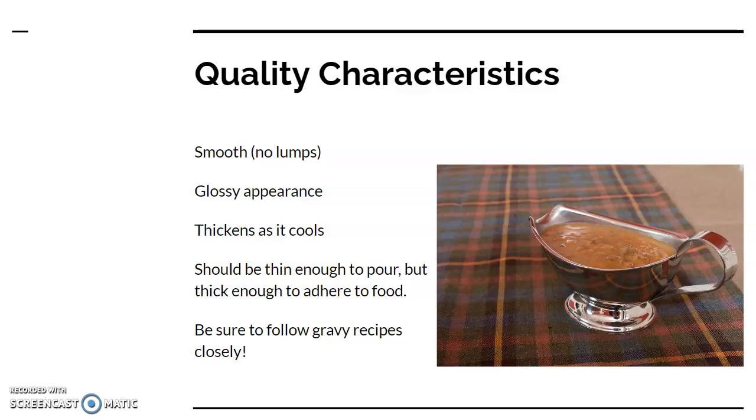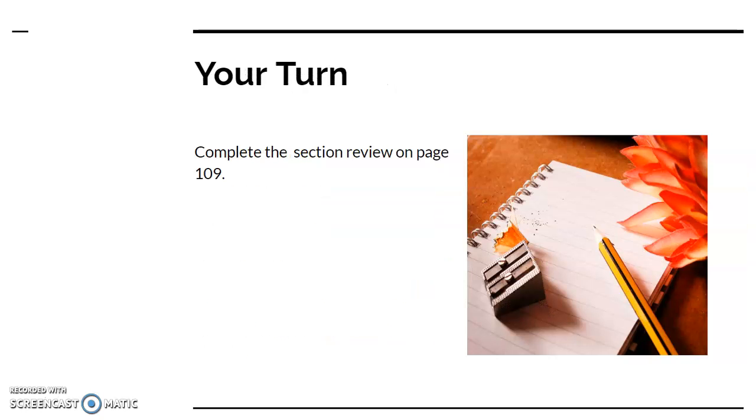Gravy should be thin enough to pour, but thick enough to adhere to food. And when you're making gravy, you need to be very careful and follow gravy recipes very closely because there's a proper temperature or length of cooking. There's certain techniques that you want to use when you're making gravy, and if you don't follow the recipes closely enough, you can wind up with a disaster. And we don't want that, particularly if you're making a gravy for Thanksgiving dinner or something like that. But that is basically that for gravy, and that's also the end of the chapter.